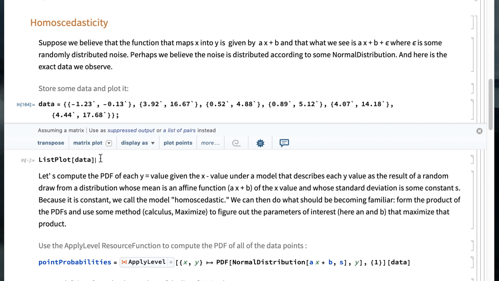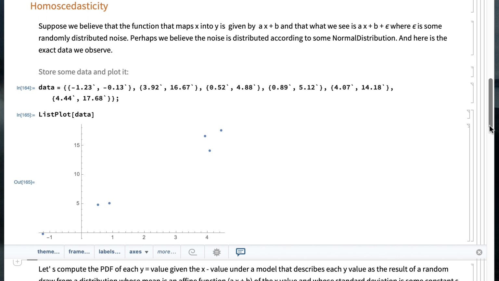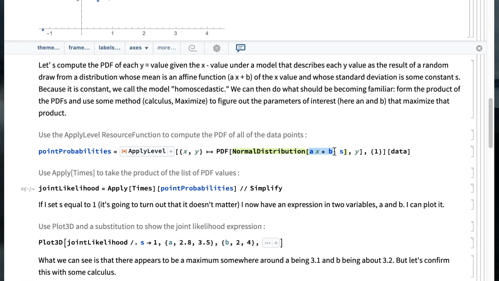And here is the exact data that we observe. We'll just load that in, make a little plot, and there's our data, and what we're trying to do is basically fit a line to it. So what we want to do is, again, compute the PDF of each y value, this time not assuming a constant distribution, but a distribution whose mean is a function of the x value, and the function is therefore some linear function ax plus b.